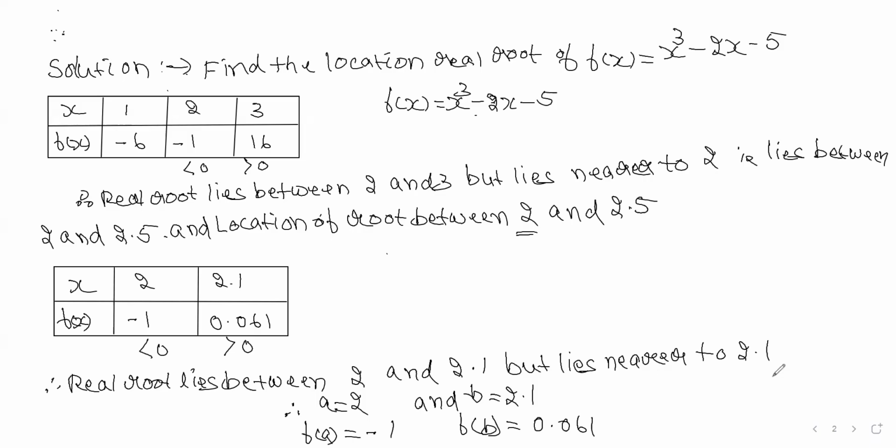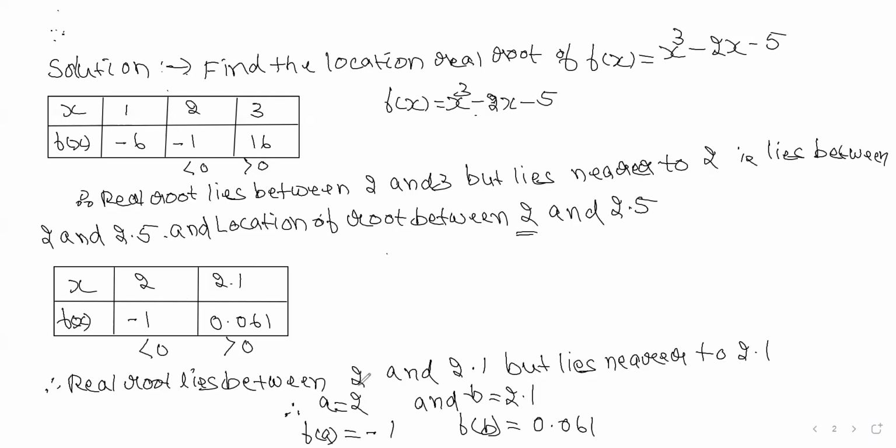But it lies nearer to 2.1. Look here, minus 1 is far from 0, while 0.061 is nearer to 0. This is little far away. Therefore, the root lies nearer to 2.1.